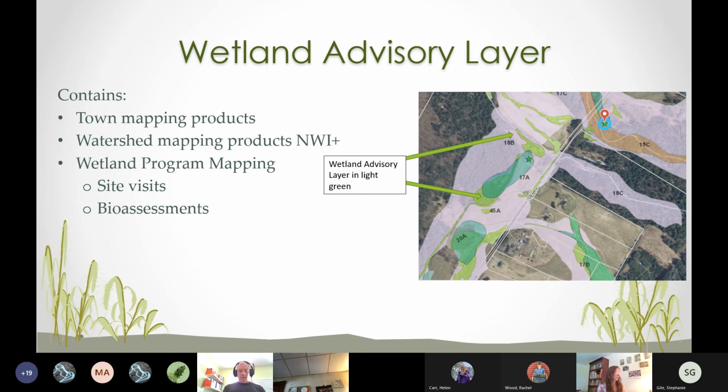There's watershed mapping, which I'll talk a little bit more about in a second. And then there's wetland program mapping. So information that we might have from our site visits, from our bioassessments, those can be added to the advisory layers when we can do that.